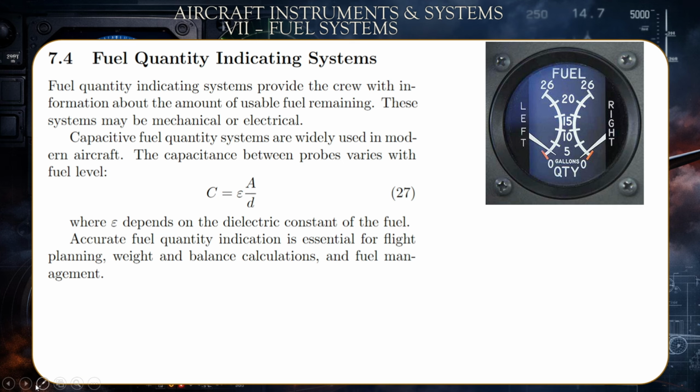Now here, to give you a picture, that would be the probe, the electrical sensor. When it's dipped in the fuel, it would change the capacitance, which is given by A divided by d times epsilon, where epsilon again is the dielectric constant of the fuel itself. Okay?